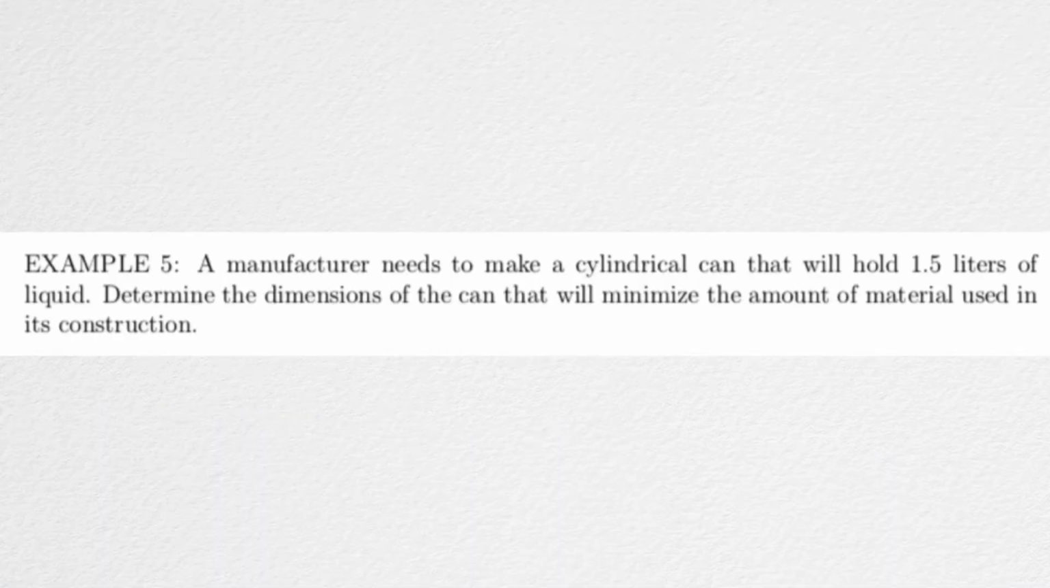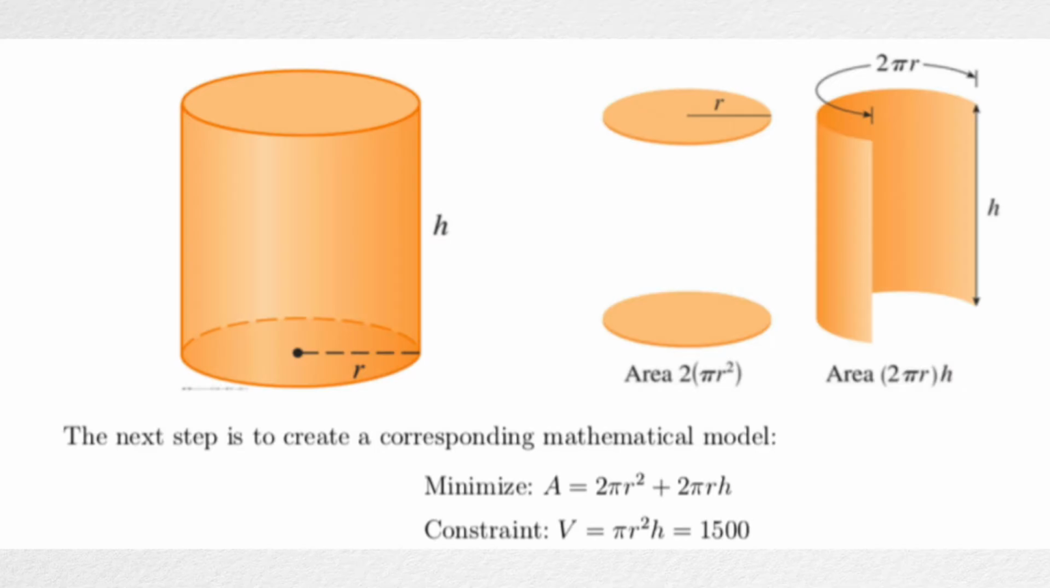A manufacturer needs to make a cylindrical can that will hold 1.5 liters of liquid. Determine the dimensions of the can that will minimize the amount of material used in its construction. The first thing we should do is illustrate the situation with a diagram so we can get a clearer picture of what's going on.